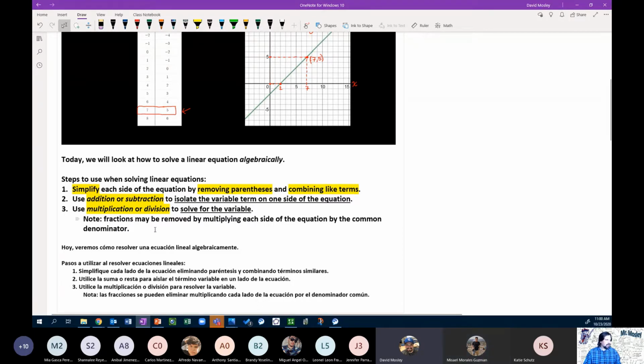One note, fractions may be removed by multiplying each side of the equation by the common denominator.